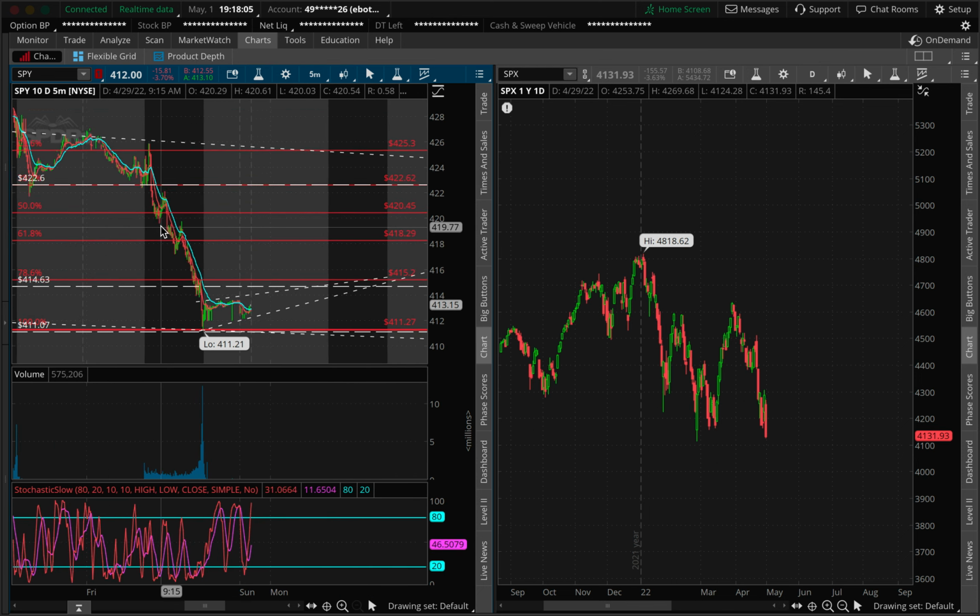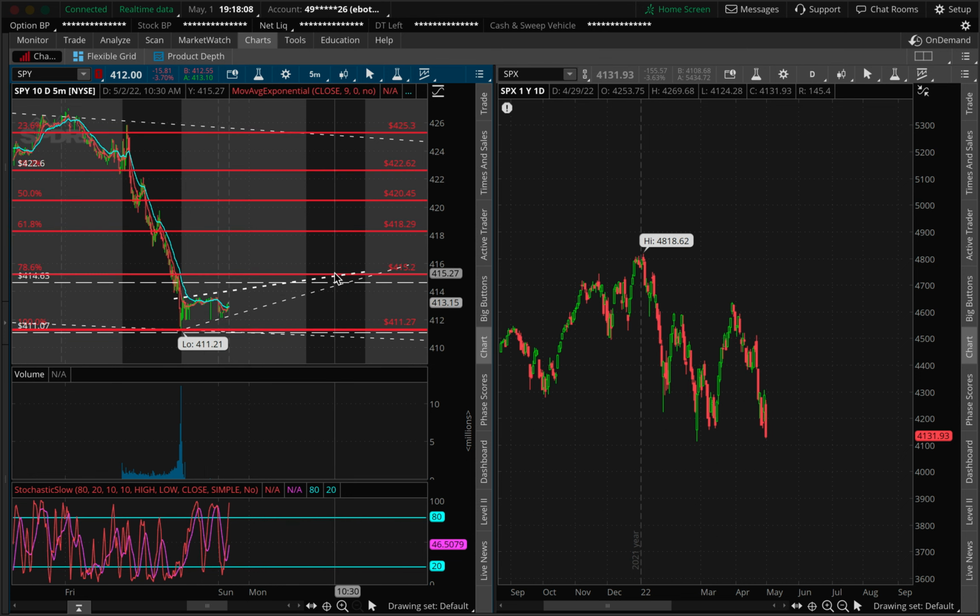Okay, what do we notice? So if this holds, you guys, tomorrow we can see a rejection here at 415 because this is kind of like a rising wedge mixed with a bear flag. I mean, it's literally a bear flag.